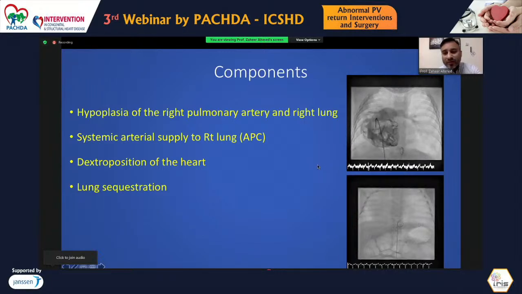Apart from that, because there's hypoplasia of the right lung and right pulmonary artery, there's dextroposition of the heart. You could see in this image that the heart is dextropositioned to the right side. Another important component of this disease spectrum is an abnormal arterial supply to the right lung, primarily to the right lower lobe, which we call aortopulmonary collateral. That probably has the most important implications in terms of pulmonary hypertension and further management.